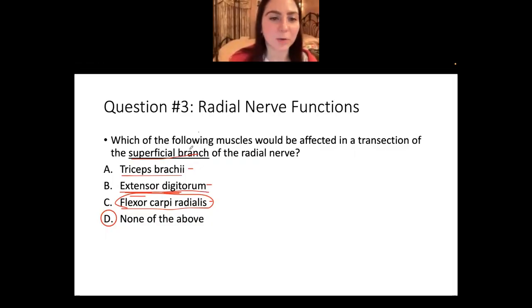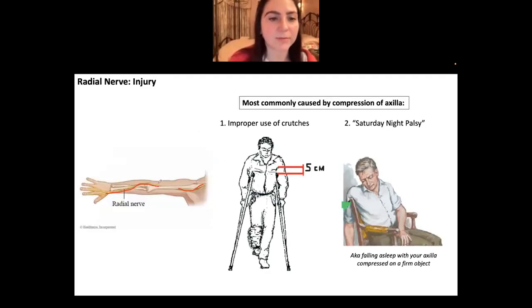But again, regardless, superficial, none of these are it, because the superficial branch is just straight up, it does not innervate a muscle. It's just straight up skin. And so in terms of this, this is how you're gonna injure it, right here, right? Where you're compressing the axilla, so where the armpit is. So imagine you put a lot of pressure under here, you can hit this radial nerve right here and take it out.